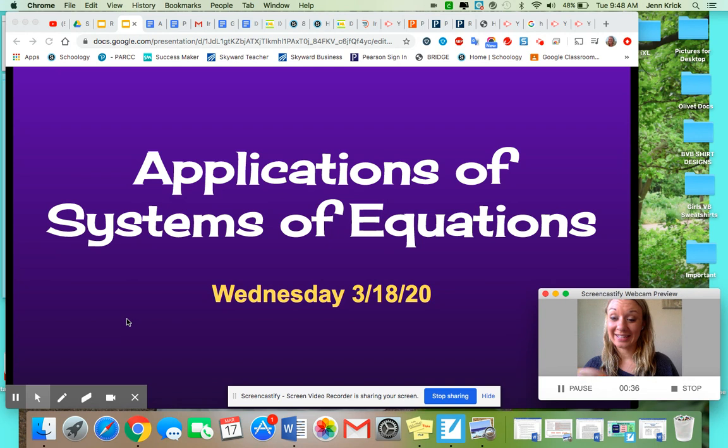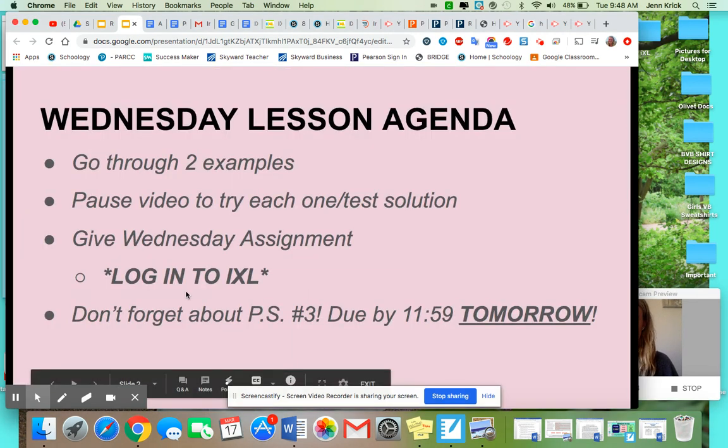Okay. All right. Yesterday we talked about solving a system of equations using graphing, substitution, elimination. Today we're going to take those skills and use them so that when we're given word problems, you can write a system from a word problem, solve it, and put your solutions back in context. So that's what we're going to be working with today.